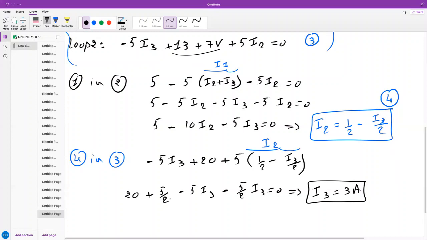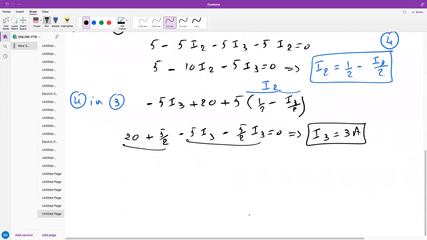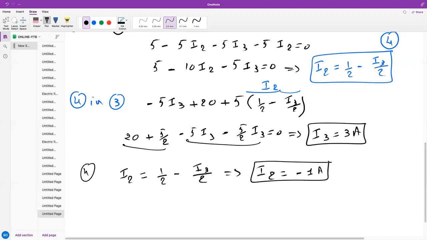Now, from equation 4, I2 is equal to 1/2 minus I3 over 2. So this gives you I2 is equal to minus 1 ampere. And you can also use the first equation that we developed, I1 is equal to I2 plus I3, and it gives you 2 amps. Let's go back to our original circuit.